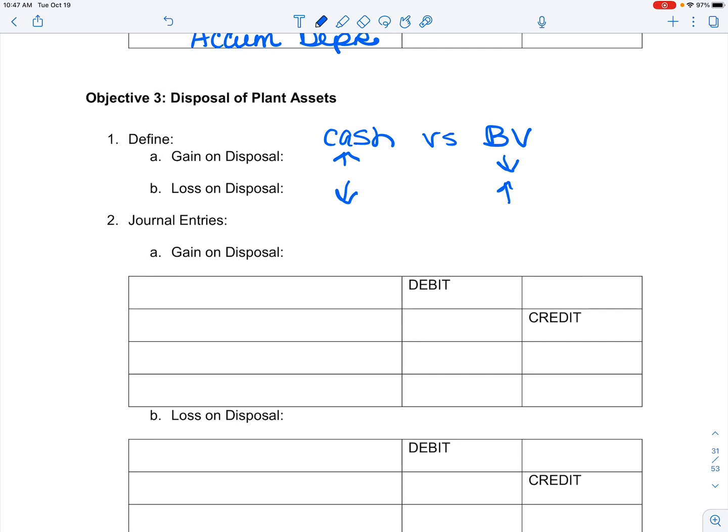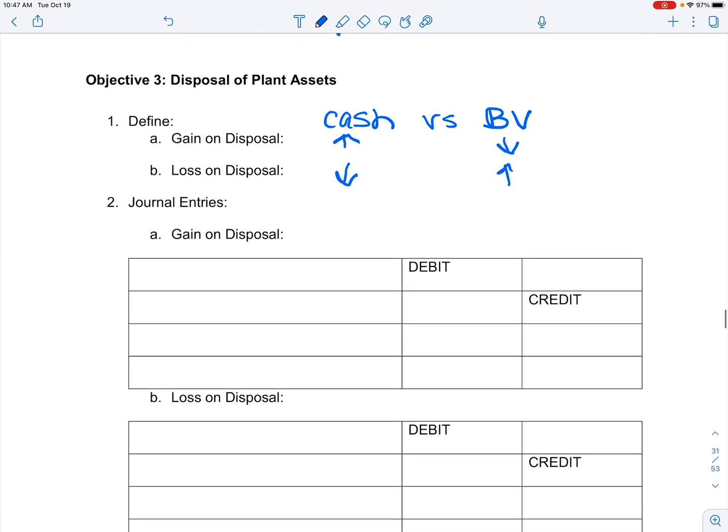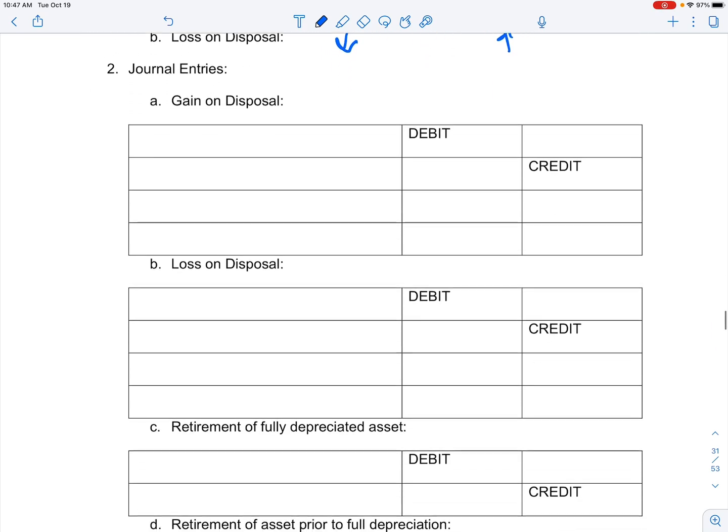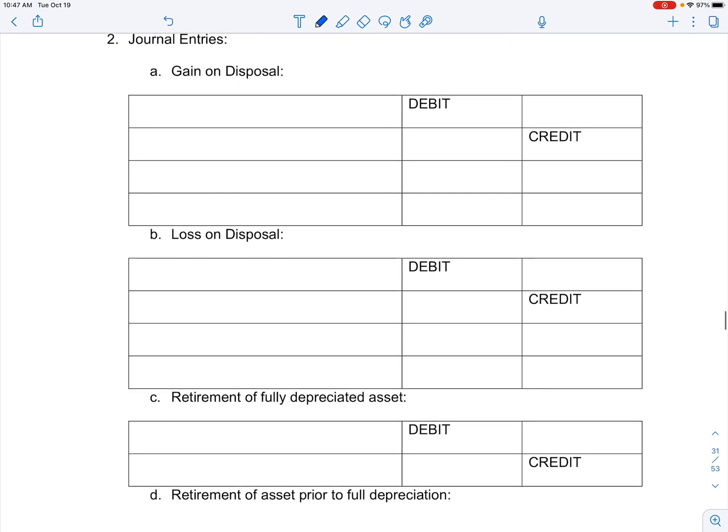So let's look at these journal entries to dispose of an asset. And I have these set up a little bit differently, just so you can kind of see the similarities and at least have something to start with on each and every one of them. So every time we get rid of an asset, we're closing it out, bringing that balance down to 0.